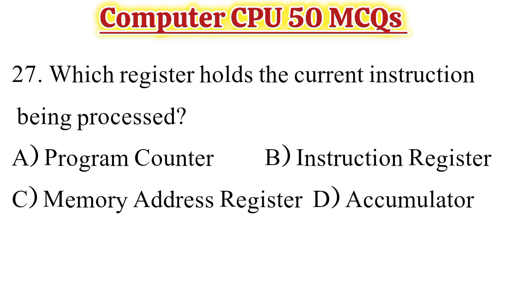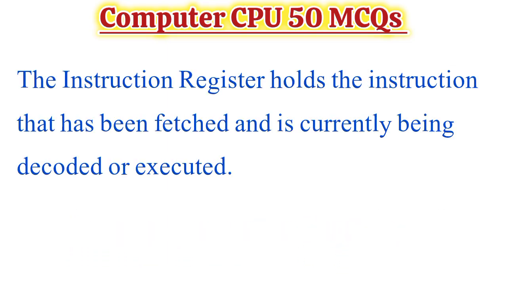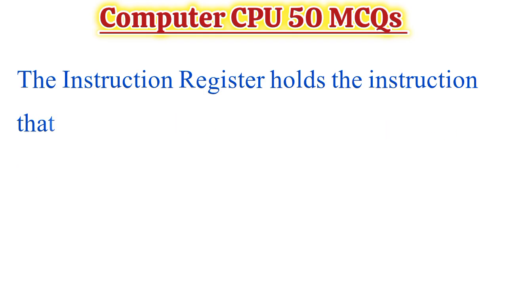27. Which register holds the current instruction being processed? A. Program counter. B. Instruction register. C. Memory address register. D. Accumulator. Answer: instruction register. The instruction register holds the instruction that has been fetched and is currently being decoded or executed.